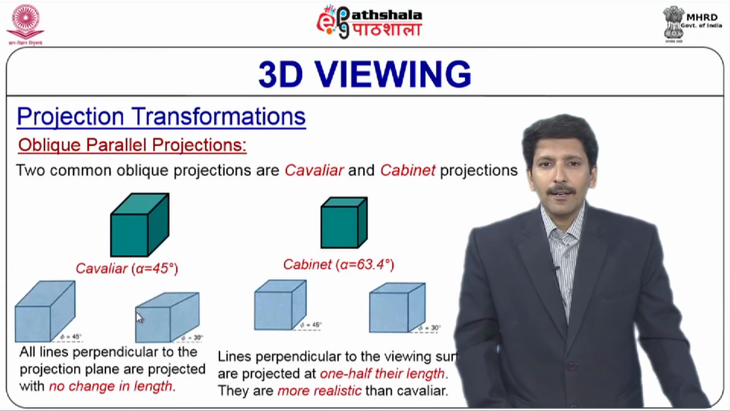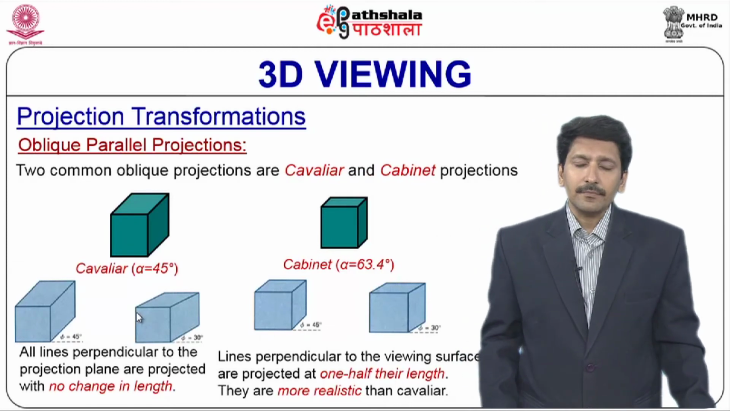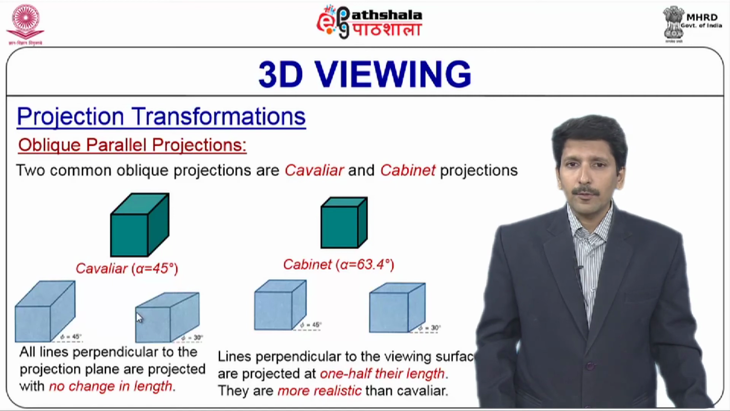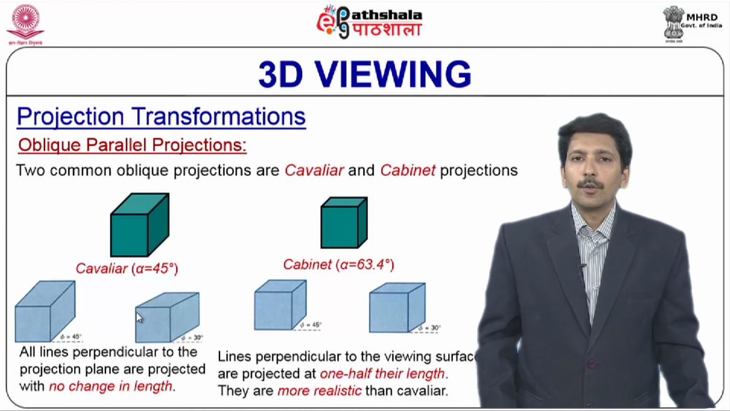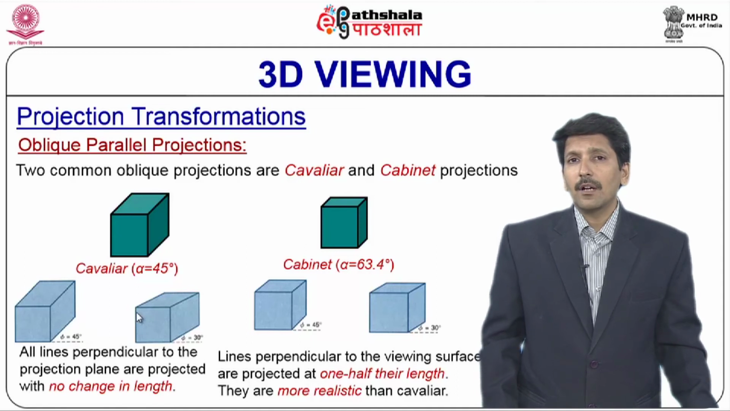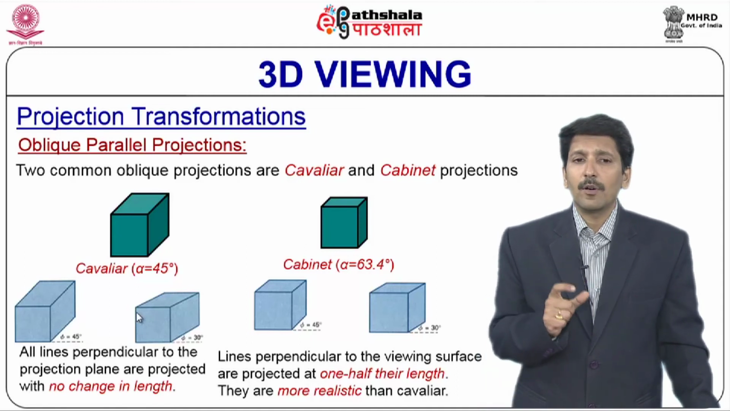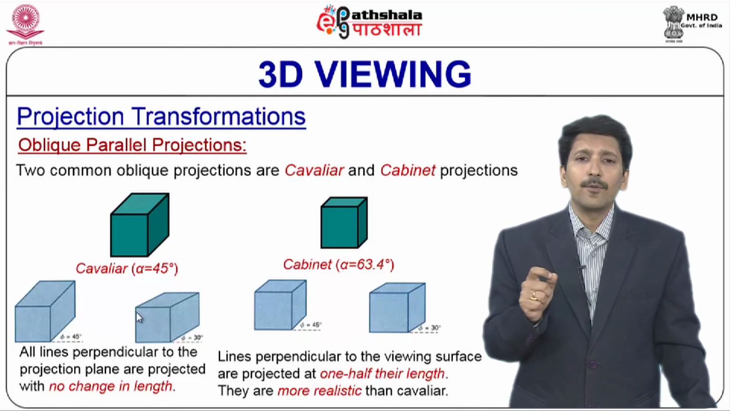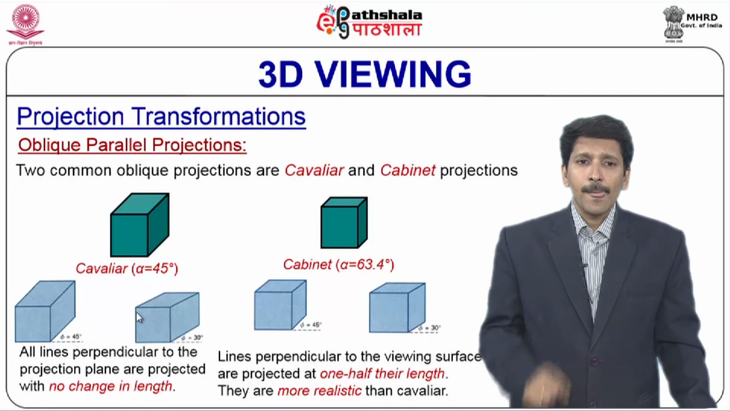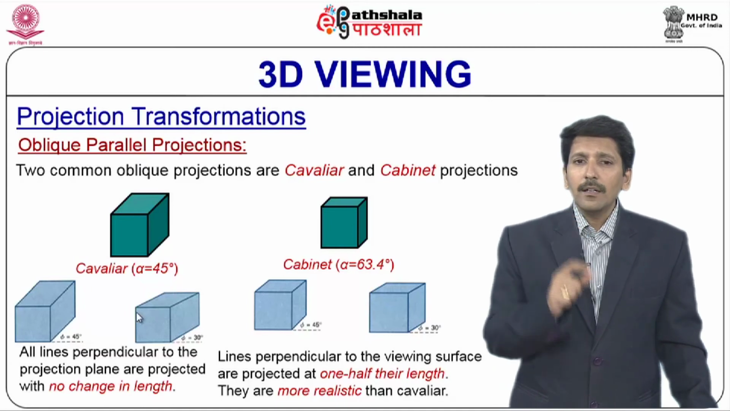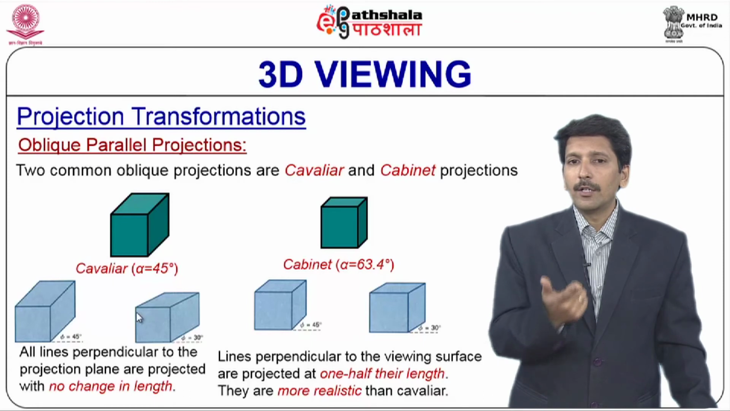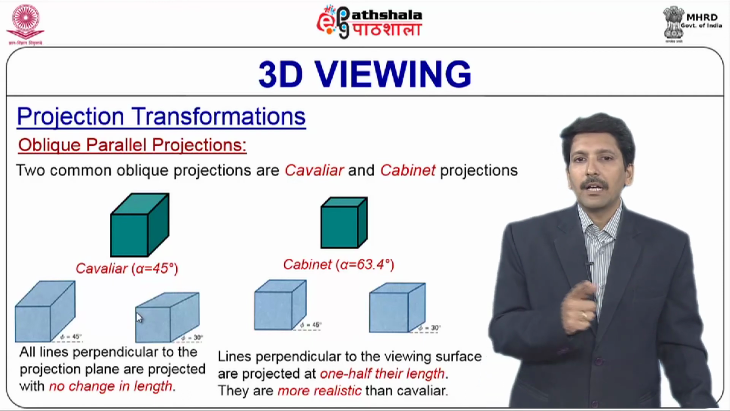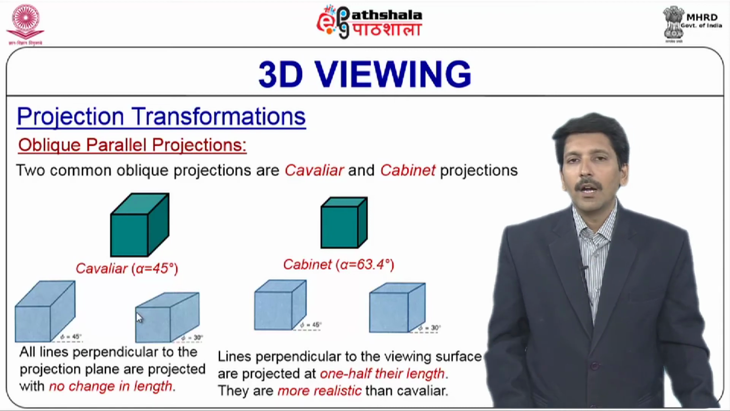Now, oblique parallel projections are shown here. There are two popular oblique projections, which are Cavalier and Cabinet. Alpha is the angle of projection. If alpha is 45, we call it Cavalier projection. If alpha is approximately 63.4 degrees, it is Cabinet. For the two angles shown here, tan alpha is 1 and tan alpha is 2. Tan alpha is 1, it is Cavalier; tan alpha is 2, it is Cabinet projection.